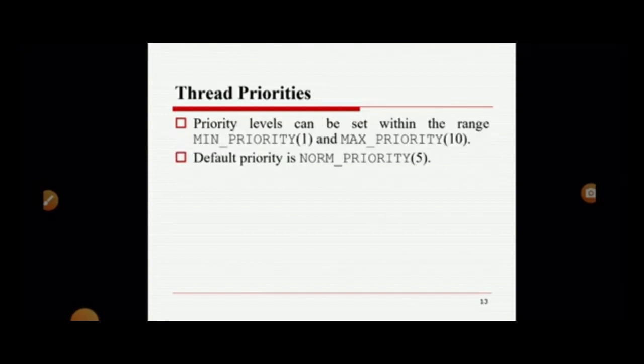So how can we set the priority? The priority levels can be set within a range. That is, we can set the minimum priority and the maximum priority. You can set MIN_PRIORITY as 1, that is, the minimum priority is 1, and MAX_PRIORITY as 10, that means the maximum priority is 10. If you want the default priority, you can represent it as NORM_PRIORITY, which is 5. That is, the normal priority is 5.